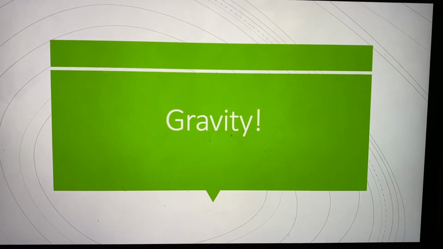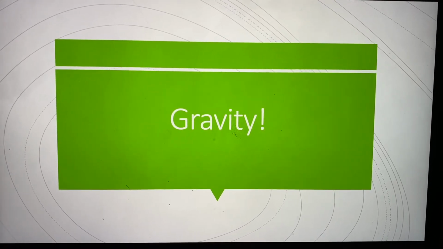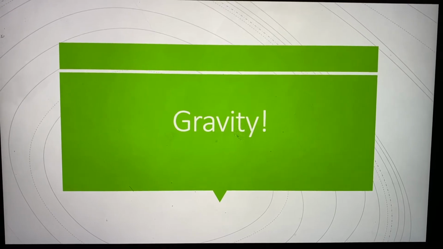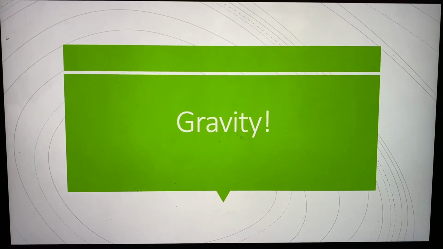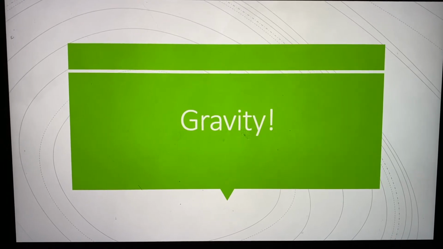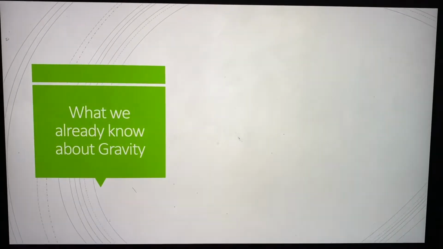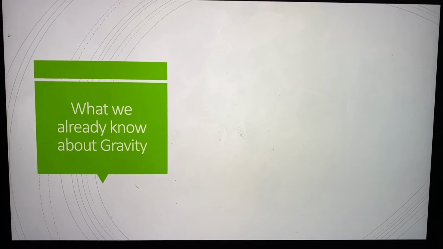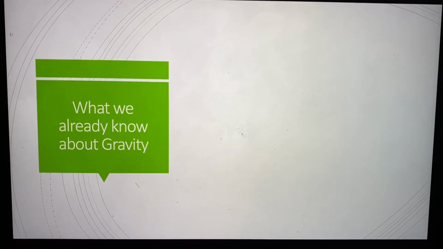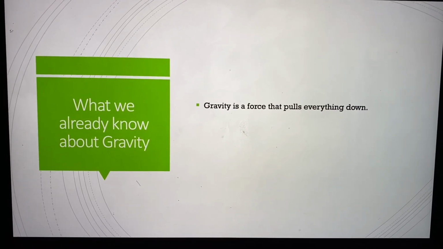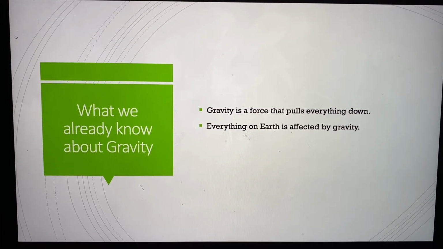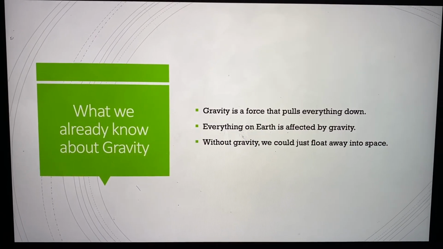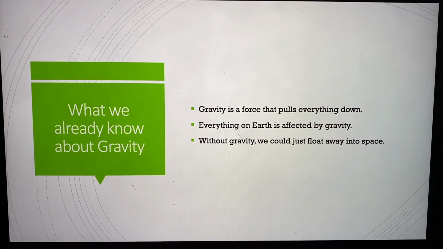Today we're going to do a little test to see how well you're understanding the concept of gravity, air resistance, and the effect of weight and surface area. So, what we already know about gravity from the other class. Gravity is a force that pulls everything down. Everything on Earth is affected by gravity. And without gravity, we would just float away into space.